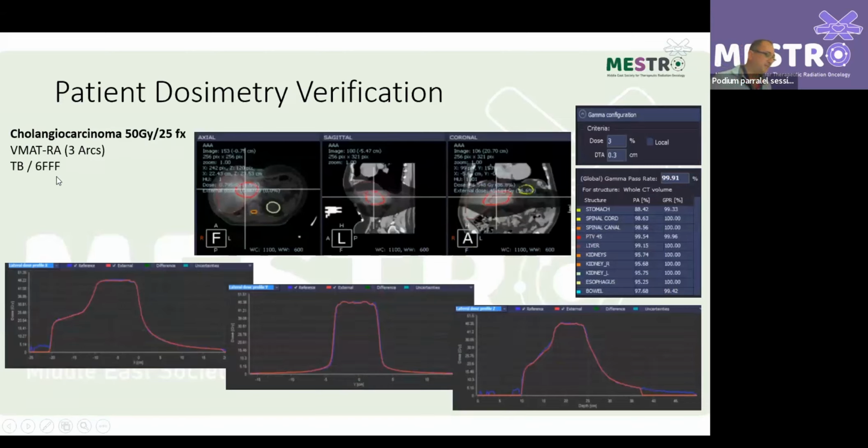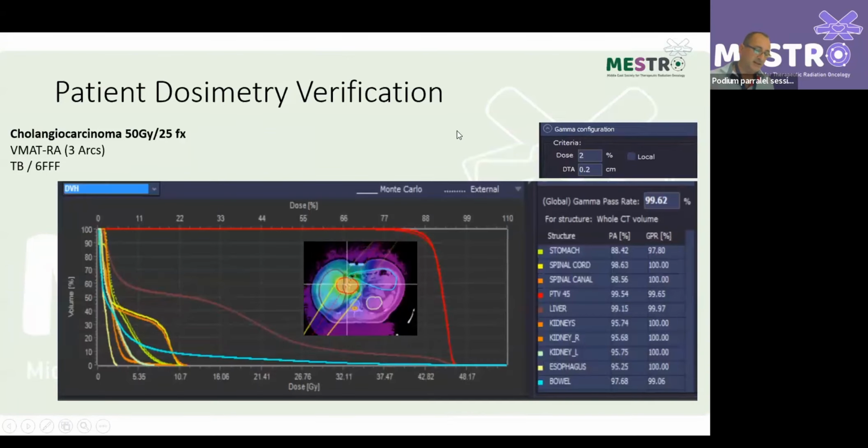Cholangiocarcinoma, it's a VMAT technique, RapidArc, 3 arcs, TrueBeam 6 FFF. So the comparison between Primo and Eclipse is shown here for dose distribution, profile dose distribution, and axial, sagittal, and coronal. And I get gamma index 99.9 for 3%, 3 millimeters. And for DVH, dose volume histogram, I get 99.62 for 2%, 2 millimeters.